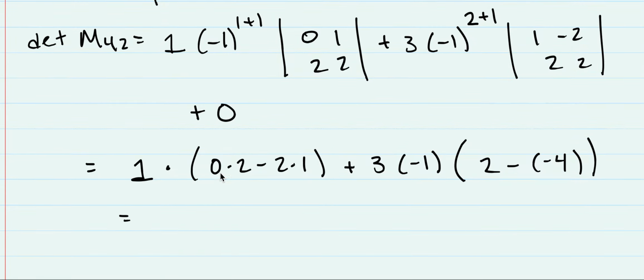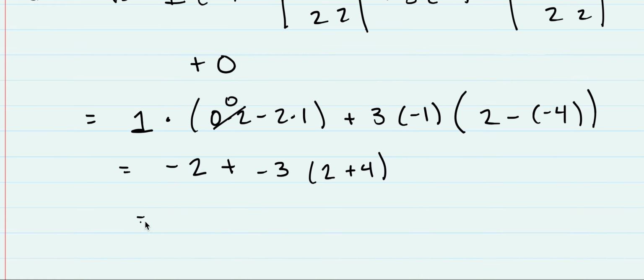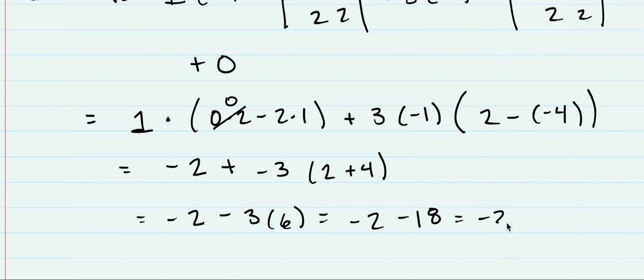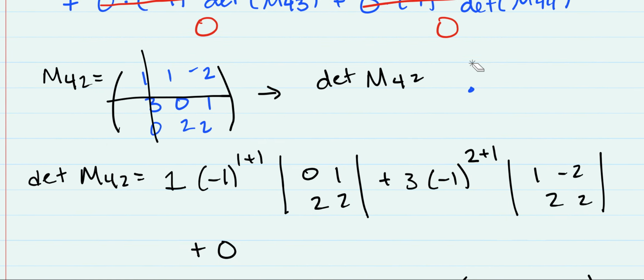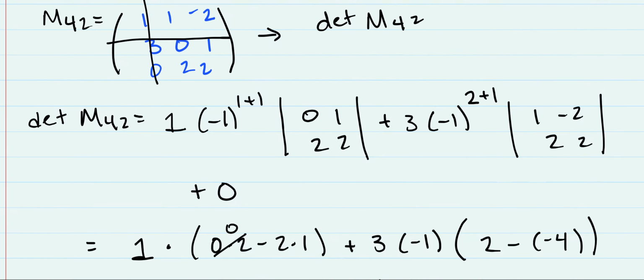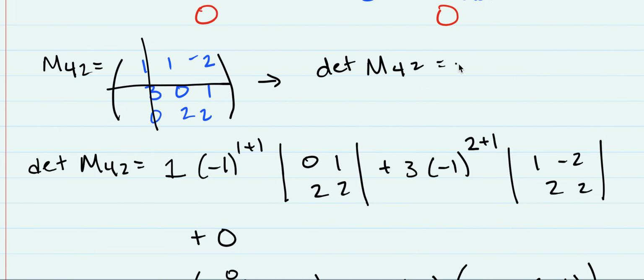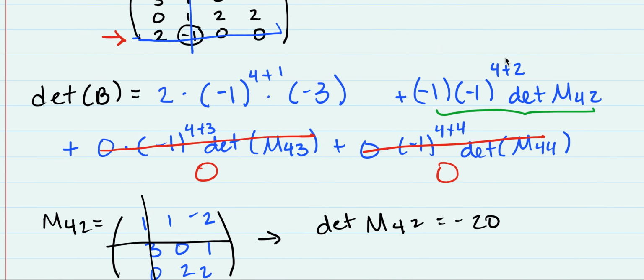So we get 0 minus 2 plus negative 3 times 2 plus 4. So I have negative 2 minus 3 times 6, which is negative 2 minus 18. I got negative 20, assuming I didn't do anything wrong. So the determinant of M42 is negative 20. And I'm going to put that right here.